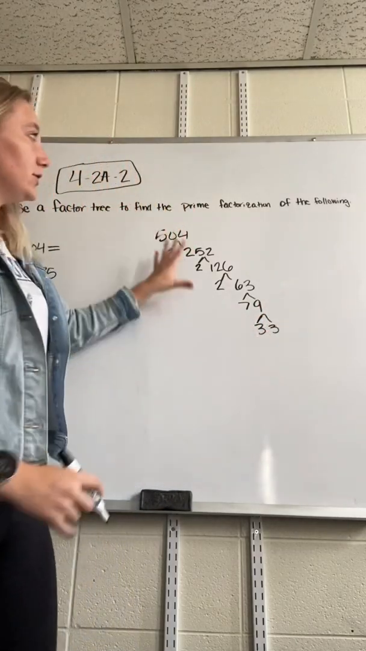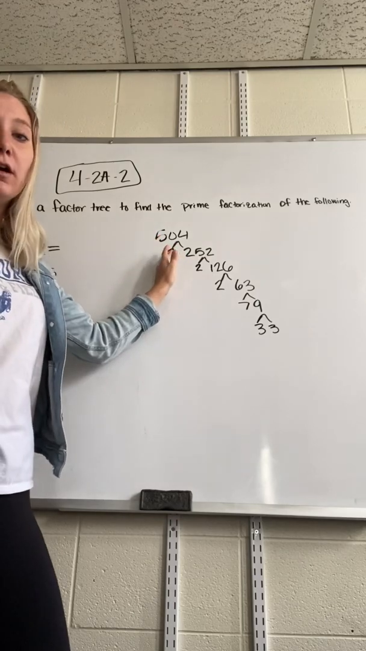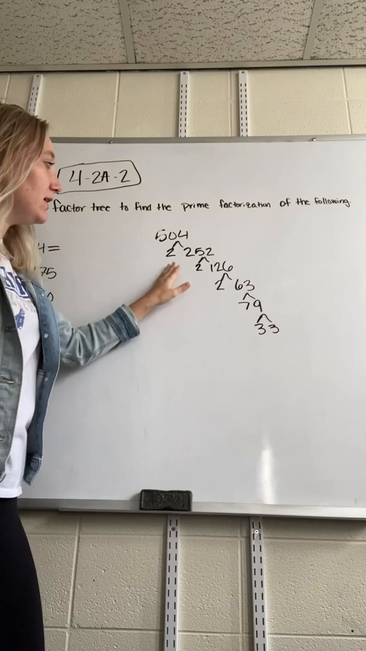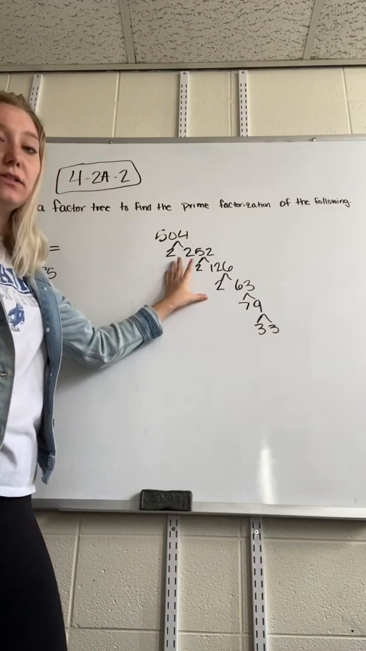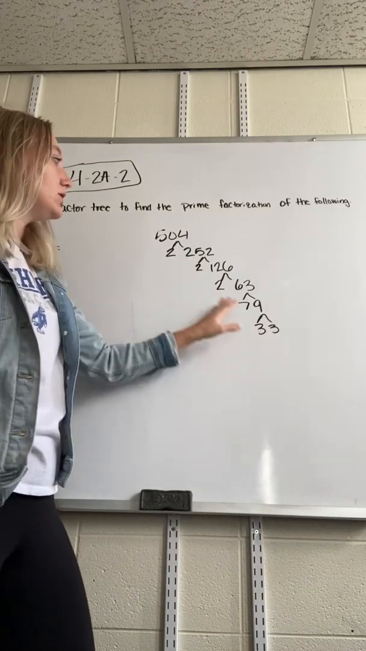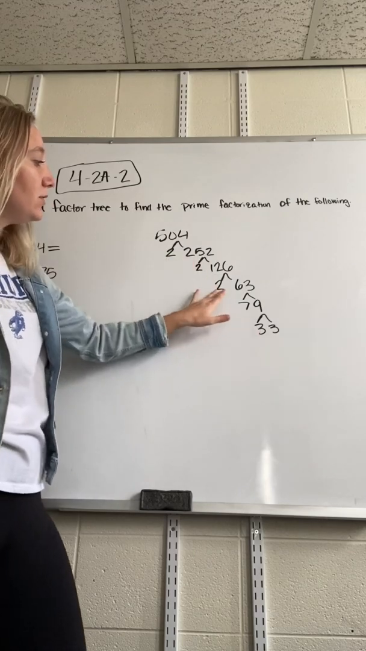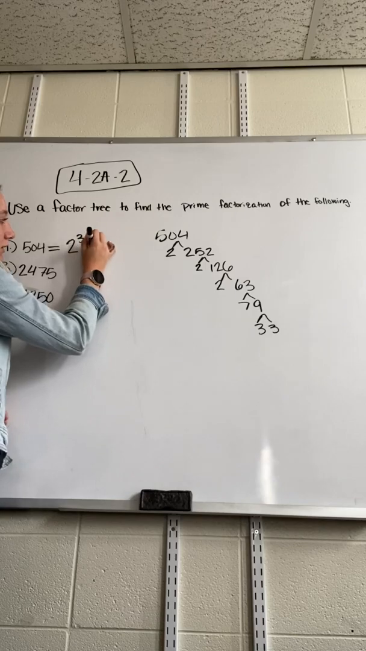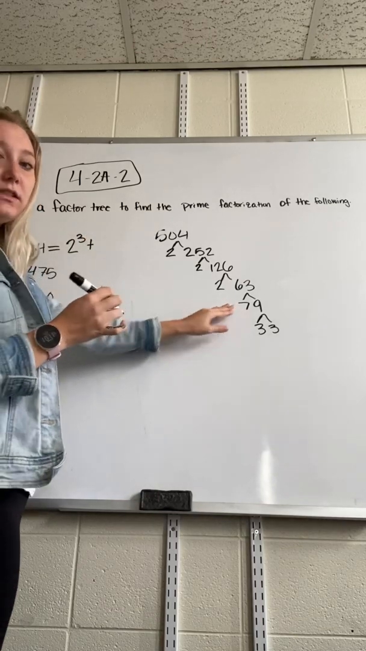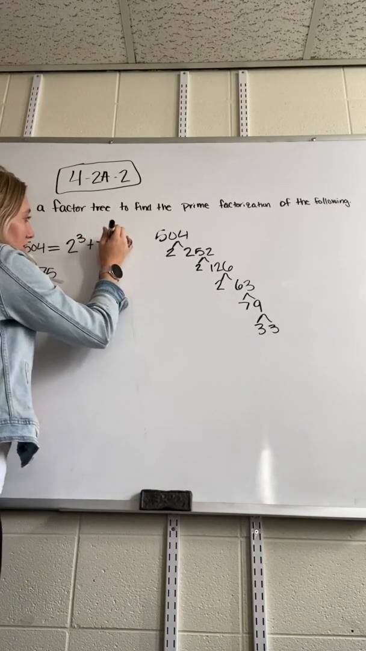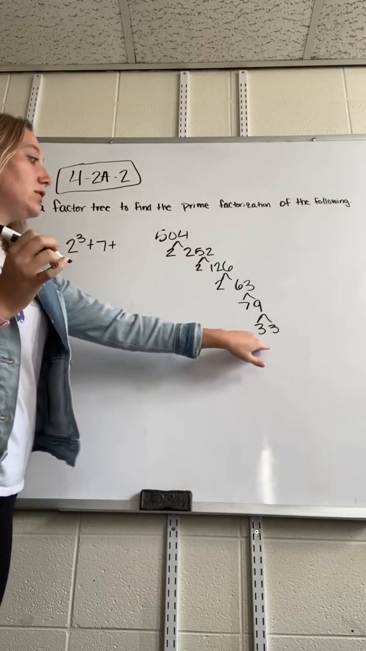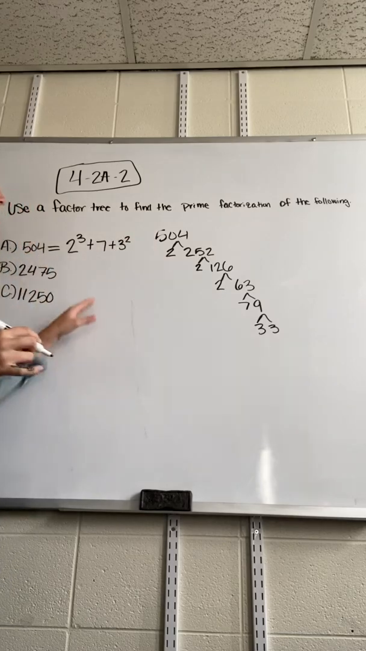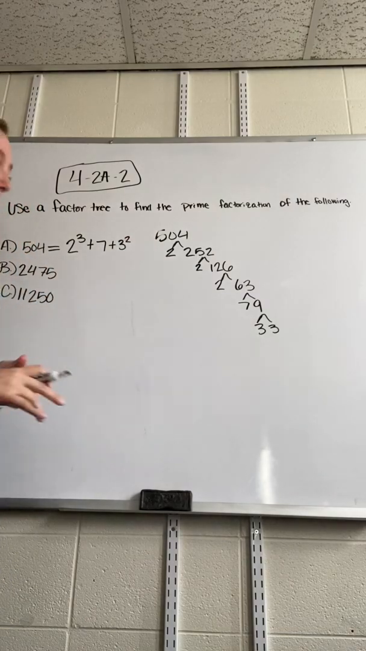So this is a factor tree of 504, but we can simplify it into a prime factorization by counting the numbers for each of the quotients. So we have 1, 2, 3 2's, so I'll do 2 to the third, times, we only have one 7, so 7, and then 3 squared. So that is how we do 504.